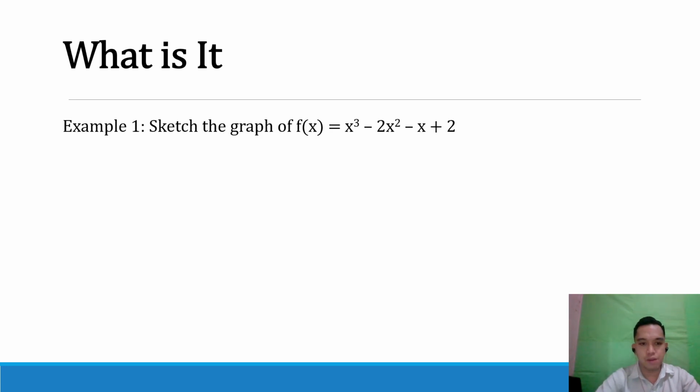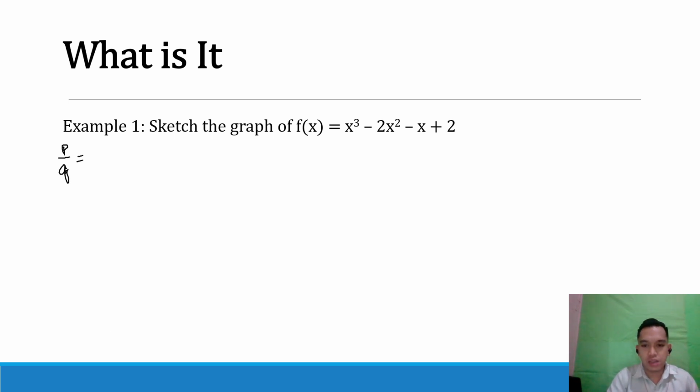Okay, so example number 1, sketch the graph of f of x equals x cubed minus 2x squared minus x plus 2. Here, we need to find the possible roots of our polynomial function first, to find the real roots of our polynomial function. To find the possible roots, that is p over q.